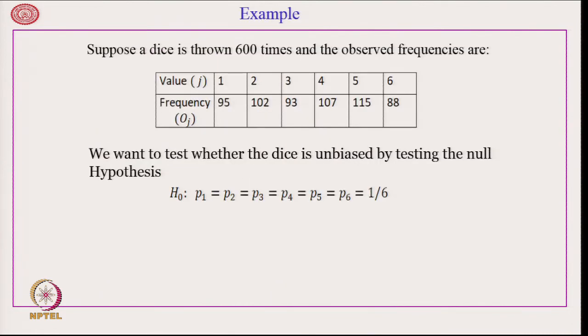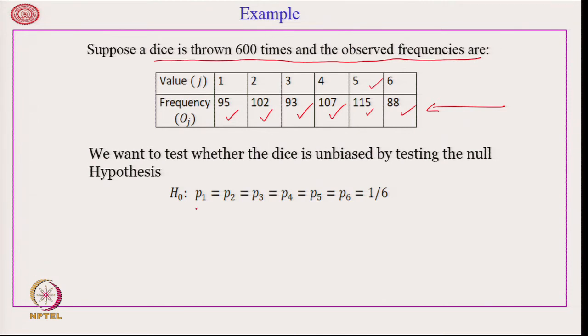So, let us go back to an example. Suppose a dice is thrown 600 times and the observed frequencies are like this: 1 appeared 95 times, 2 appeared 102 times, 3 appeared 93 times, 4 appeared 107 times, 5 appeared 115 times, 6 appeared 88 times. So, we can see that there is some variation in the number of observations corresponding to the 6 different faces of the die, but does it mean that the die is not unbiased? We are not sure. We need to test that.